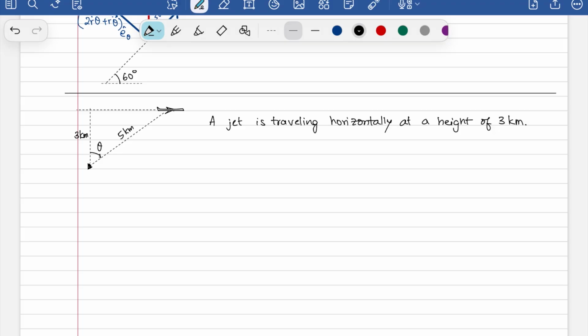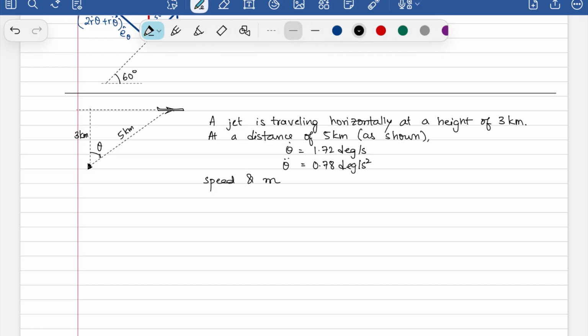The radar system is tracking its position and finds it at a distance of 5 kilometers as shown. Theta dot is equal to 1.72 degrees per second, and theta double dot is equal to 0.78 degrees per second squared. Now the question asks you what is the jet speed and magnitude of acceleration.